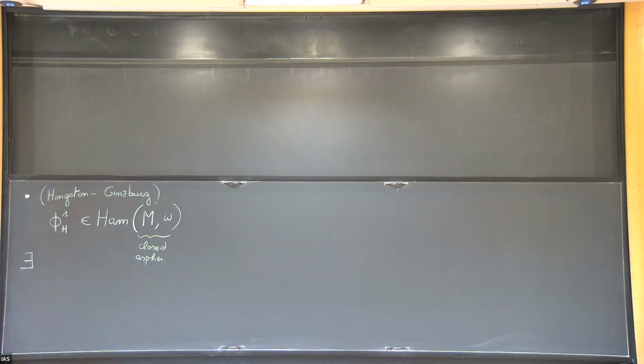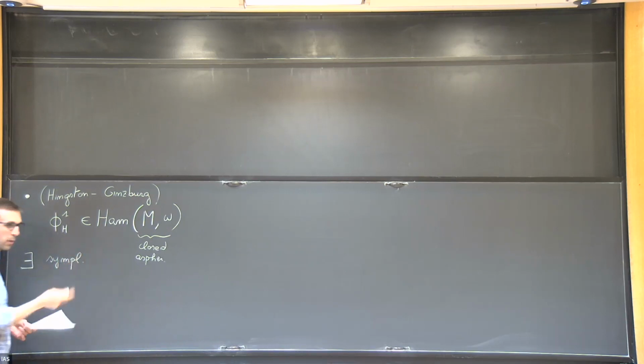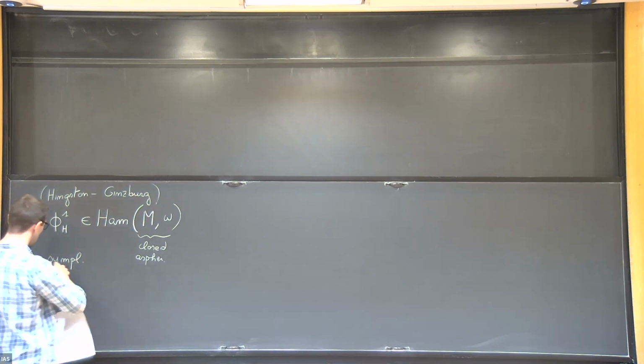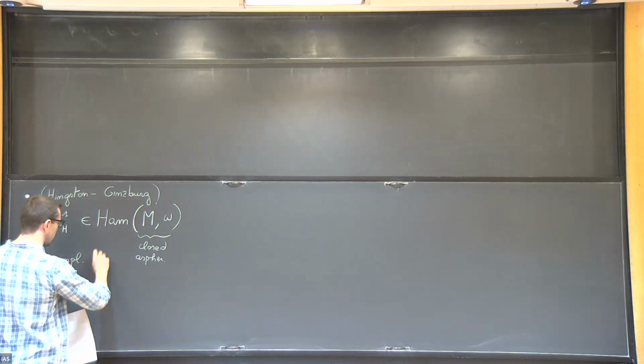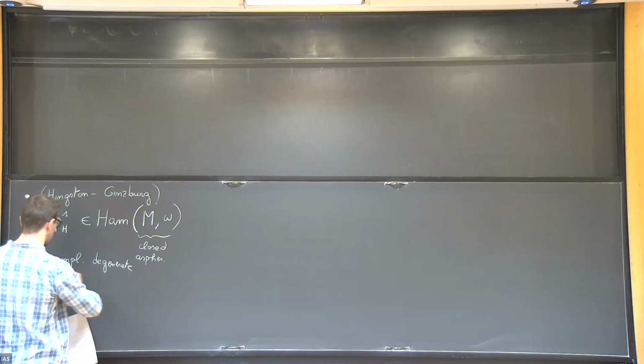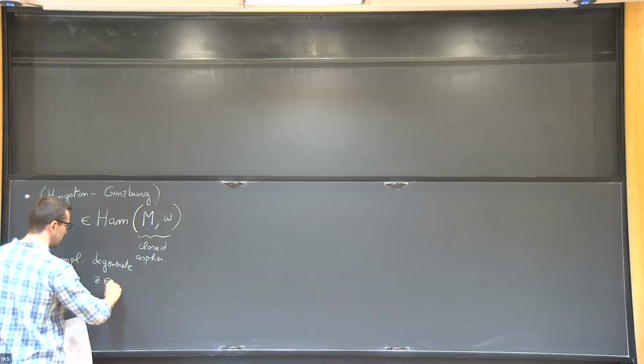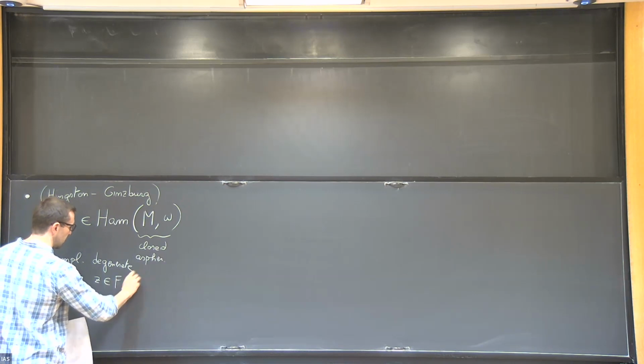And the theorem says that the existence of a certain kind of fixed point for this diffeo, which nowadays is called a symplectically degenerate maximum. I think Nancy called it differently. Symplectically degenerate max. So this is a particular kind of fixed point of phi H.